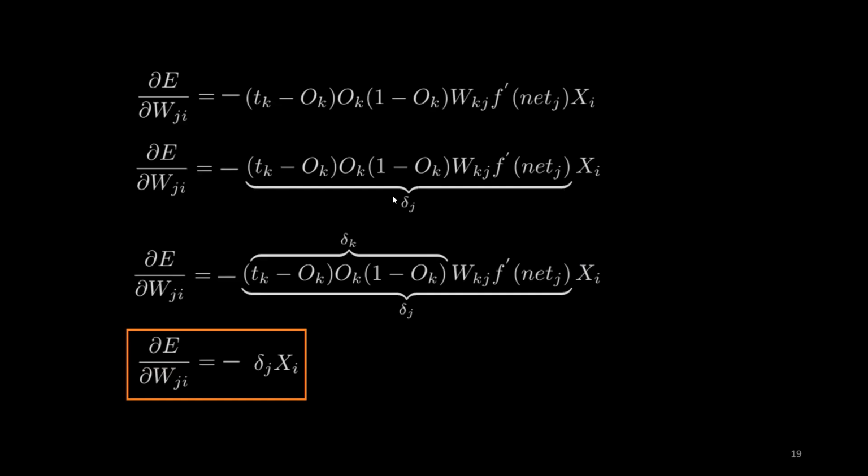So the first 4 terms will become delta j. So that is the error signal. If you remember, in the previous lecture, the error signal was delta k, and it was these 3 terms which were included in the error signal. So here the error signal is larger because we have 4 terms. So if we write this equation in terms of error signal, we will get minus delta j times xi. So this is the value of rate of change of error with respect to Wji, and here delta j is the error signal which has this large value, and xi are our inputs.